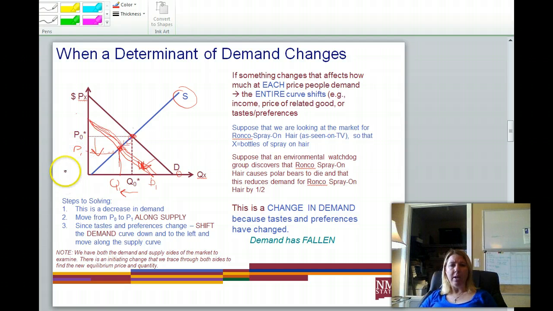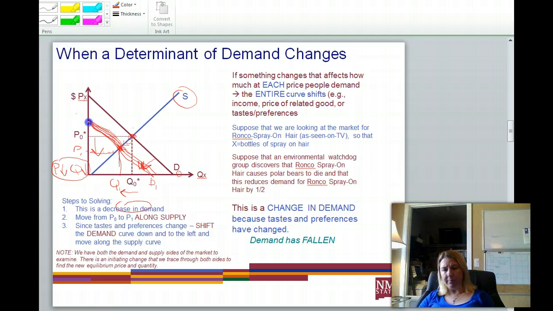So what would happen if we had this change in demand as a result of a change in tastes and preferences? If it was a decrease in demand, the price in the marketplace would fall, and the quantity supplied in the marketplace would also fall. And so we traced that out. So this was a decrease in demand, and so that was the initiating event.